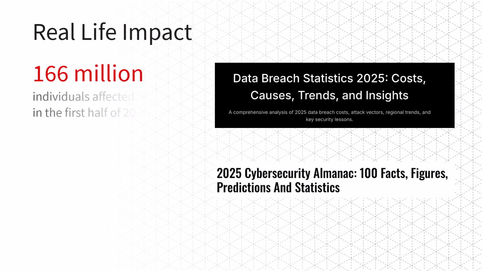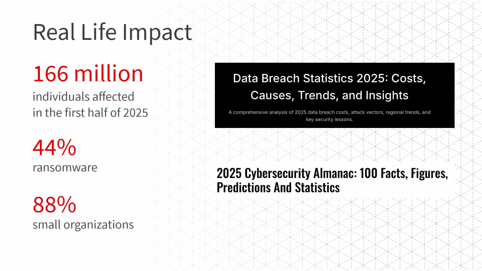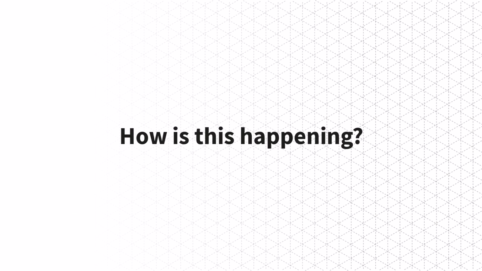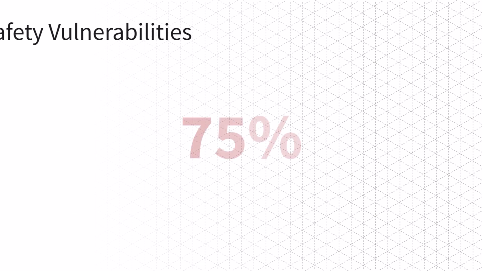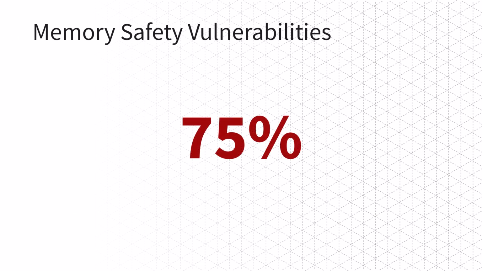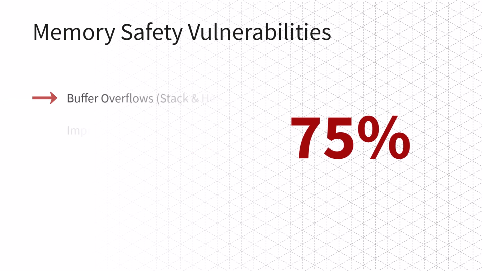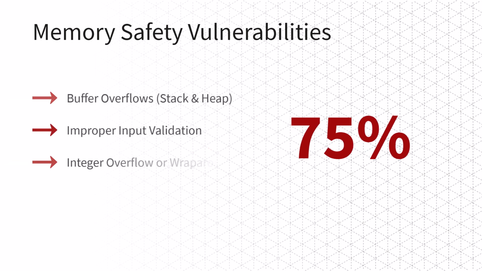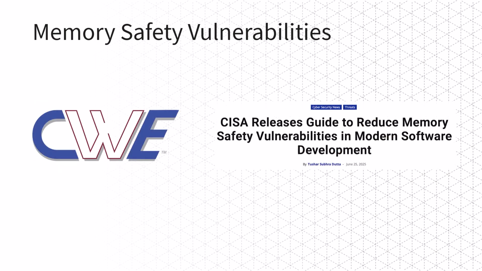Reported data compromises affect millions worldwide. Of all breaches analyzed in 2025, 44% contained ransomware, and 88% impacted small organizations. How these attacks happen: 75% of vulnerabilities could be directly tied to memory safety issues, like buffer overflows, improper input validation, and integer overflow or wraparound. They make up 26% of the top danger score in the Common Weakness Enumeration's Top 25 list.